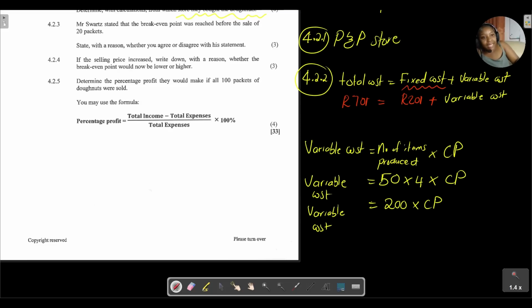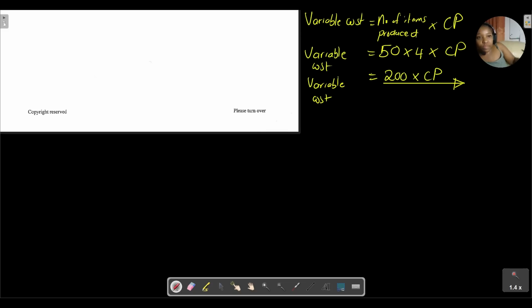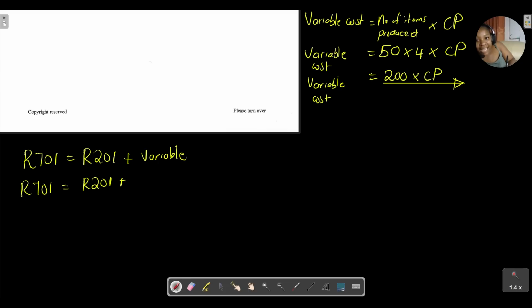So this basically means that where I see variable cost, I'm just going to write there 200 multiplied by cost price. So let's just do that. I'm just going to rewrite this there. 701 is equal to 201 plus, remember, variable cost there. We said that it's 200 multiplied by CP, 200 multiplied by the cost price. CP is just cost price.